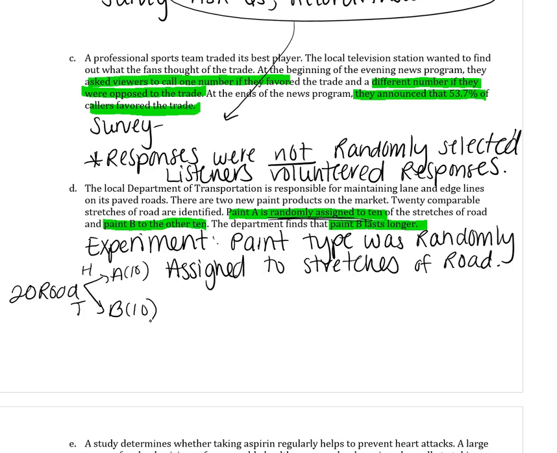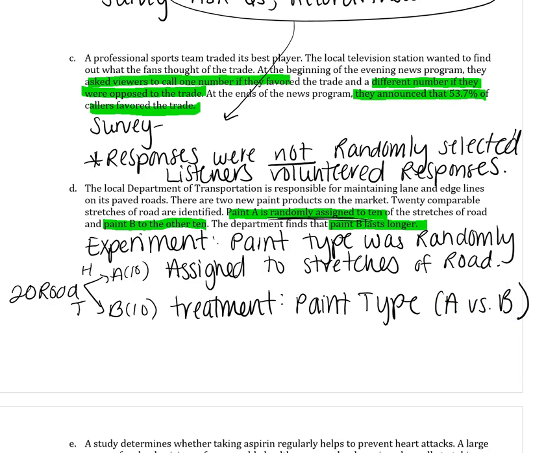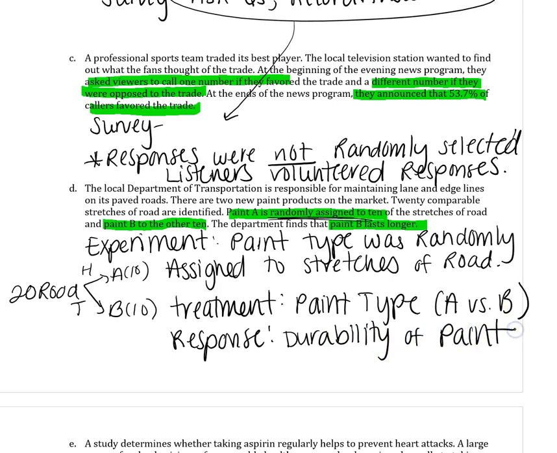Okay. The treatment in this experiment is what we're doing to the roads. So the treatment is the paint type, that's A versus B. The response variable is what we're measuring. We were measuring how long the paint lasted, so we'll say durability of paint. Okay, so hopefully this is making sense in how I'm digesting these studies and putting them into certain categories.